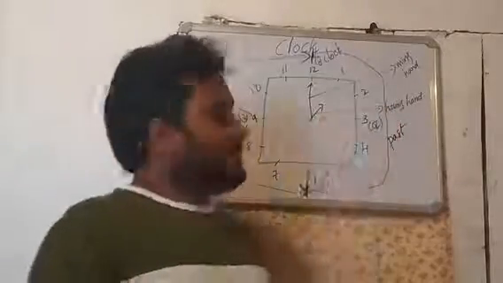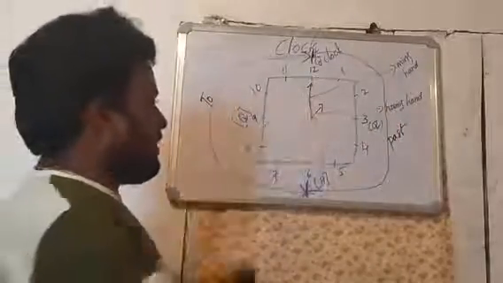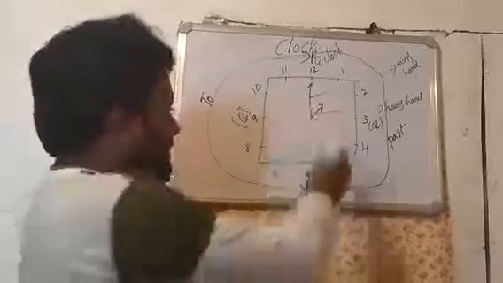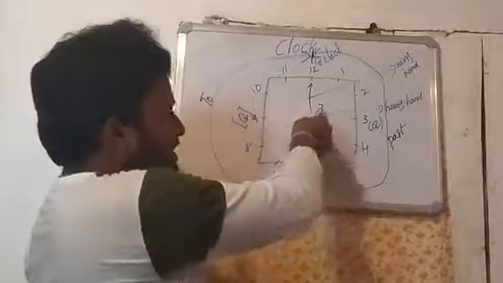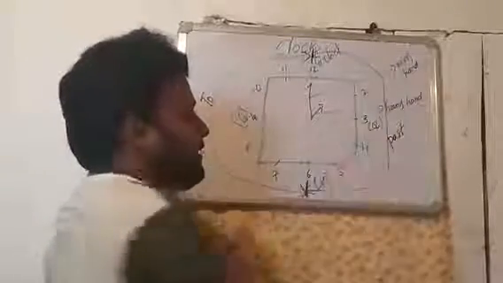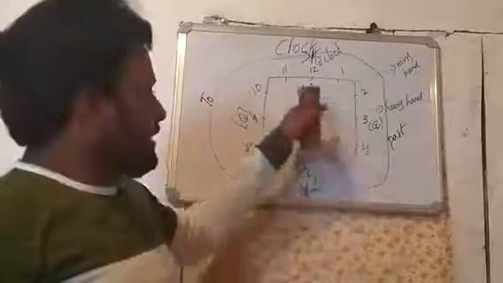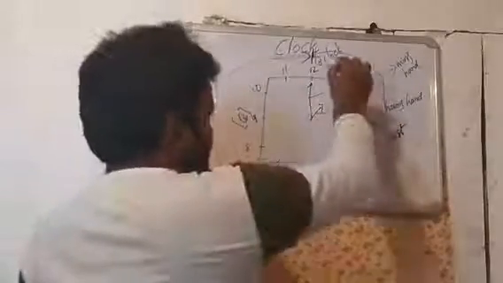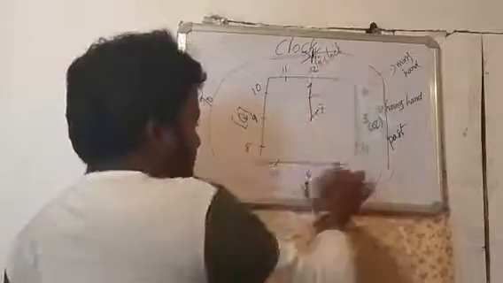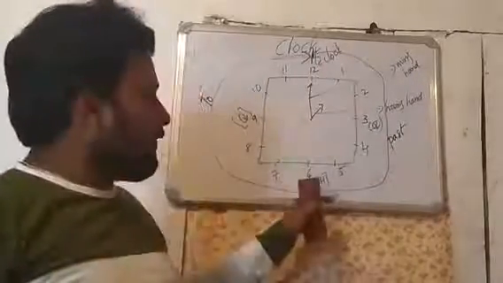And see here, this is a clock. Here I have drawn a clock, and here I have shown only the minutes hand and hours hand. This is the hours hand, and this is the minutes hand. And see here, I have divided this clock into two parts. From 12 to 6, this is the half clock.